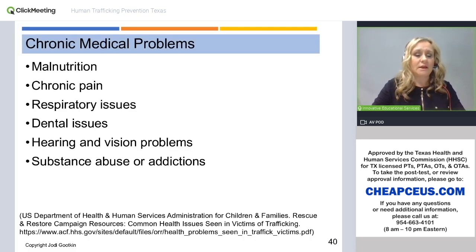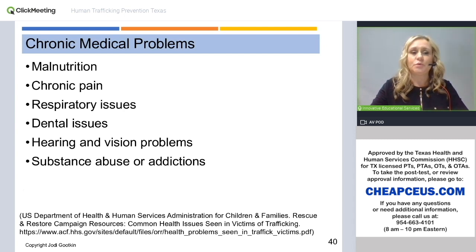Looking at more chronic conditions, this can be related to not having appropriate food, so malnutrition is exhibited in both adults and children. Particularly in children, it may evidence itself as impaired growth and development. From the work situations, there may be chronic pain and overuse patterns. The malnutrition can also lead to dental issues. Consider all the different body systems.